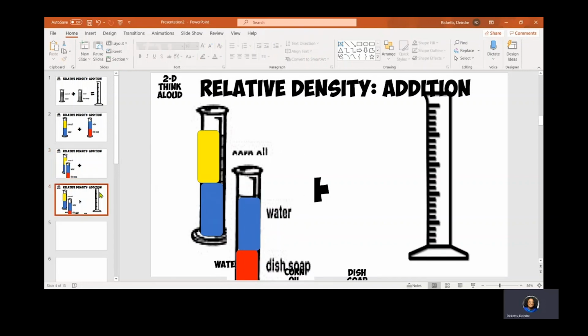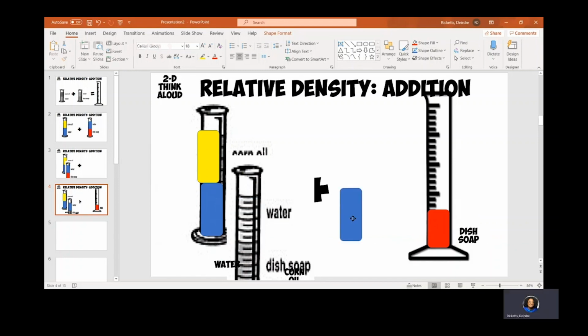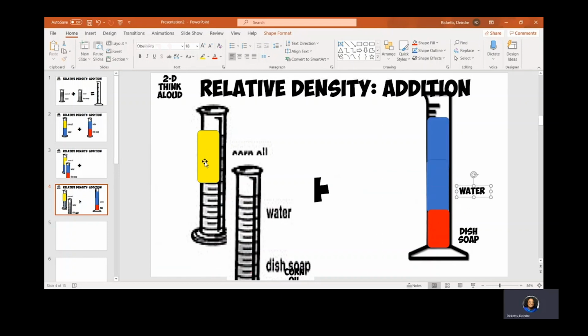So we matched it, right? So what's on the bottom with the greatest density? The red one. That is the dish soap. Let's put it over here. Very good. What's next? Water. Put my water here. Add some more water over here. Water is next. Then my corn oil is at the top.